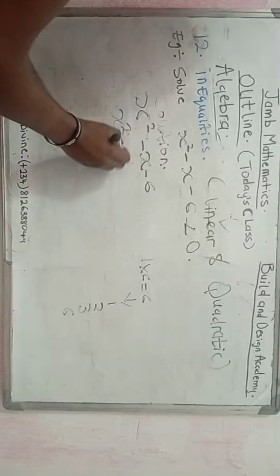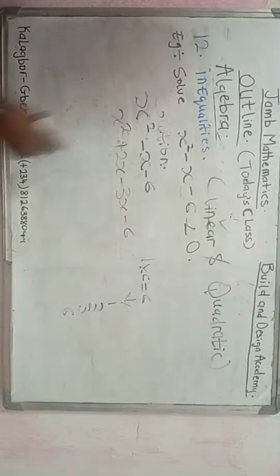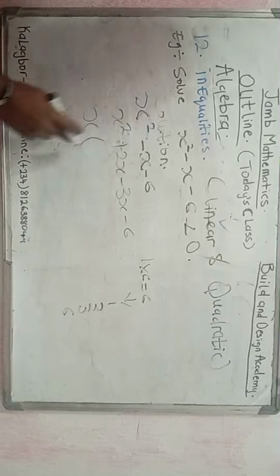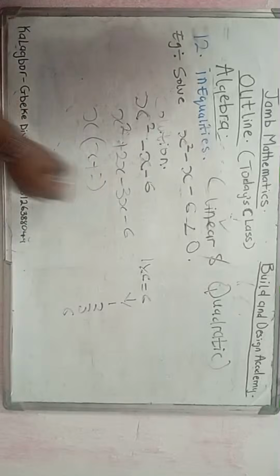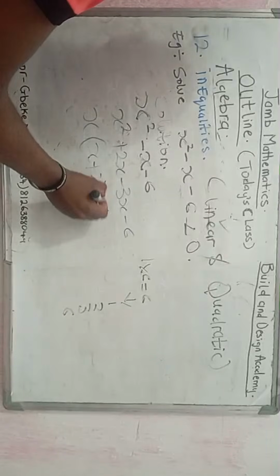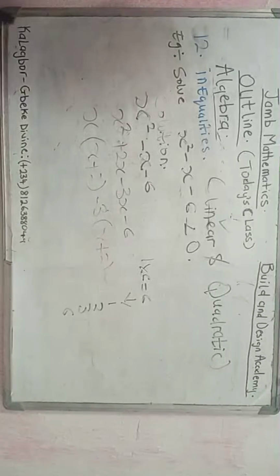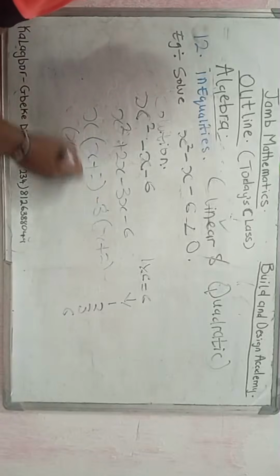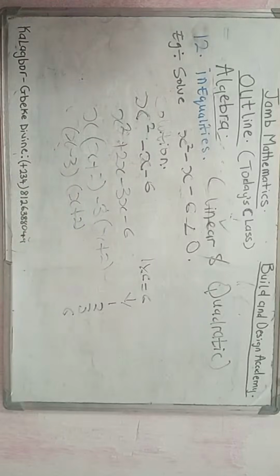X squared plus 2x minus 3x minus 6. Take out this first pair. We now have x into what? X divided by x squared will give us x. X divided by 2x will give us plus 2. Into here, we'll have minus 3. And we'll have x plus 2. We'll now have x minus 3 and x plus 2. I think we've gotten x minus 3 and x plus 2.